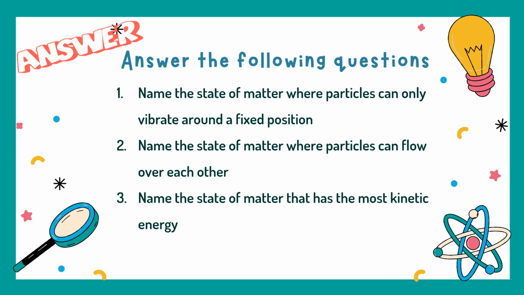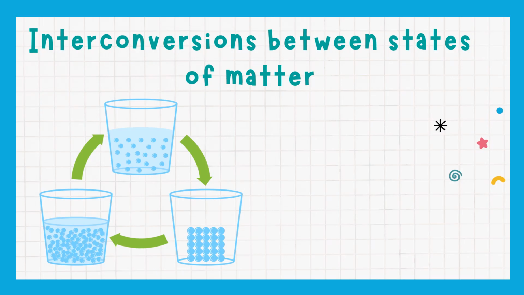Right. Okay, so what we're going to do now is we're going to take a look at the interconversions between the different states of matter. So if we take water, for example, we know that water can be heated up and it will eventually turn into water vapor. We also know that we can freeze water and it will turn into solid ice. So that is what we're talking about, the interconversions. So first of all, let's see if you can identify the different states of matter represented by the diagram on the screen.